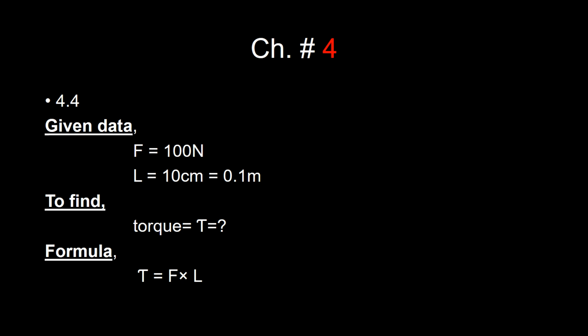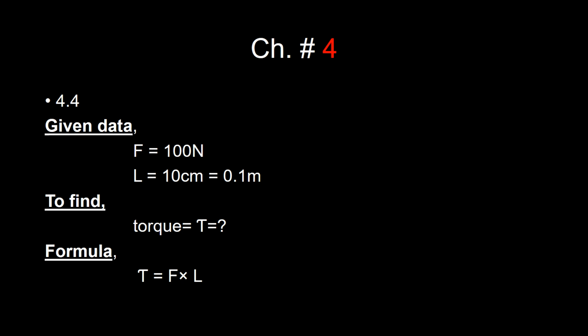The force means this 100 Newton force. So the given data is in front of you. F is equal to 100 Newton, and the moment arm, which is equal to L, is 10 centimeter. Convert these centimeters into meters by dividing by 100. You know that 1 meter has 100 centimeter, and when we have to convert a small unit into a bigger unit, we have to divide by the value, that is 100. So it will be 0.1 meter, and we have to find the torque.